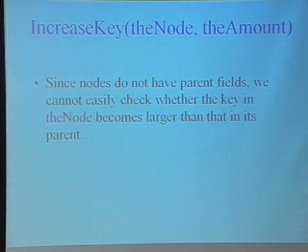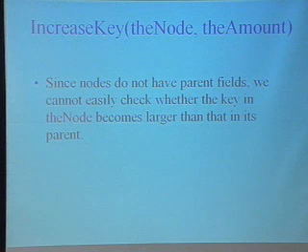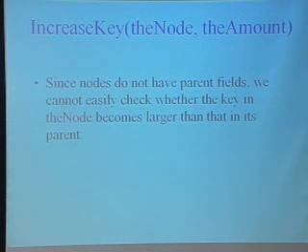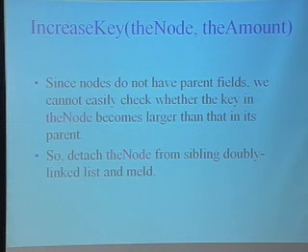Okay. So since you can't check, what you do is you assume the worst has happened and you cut yourself off from your parent. So here you always cut yourself off from the parent, whereas in Fibonacci heaps you first do a check and you cut yourself off only if you have to. All right, so here you're going to cut yourself off regardless.